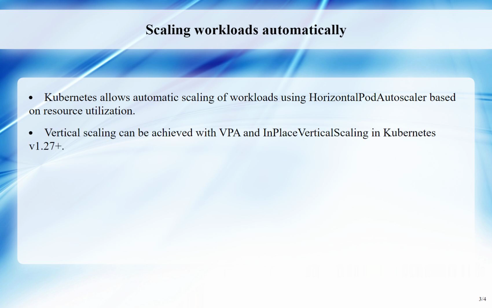Vertical scaling can be achieved using a vertical pod autoscaler, VPA, which is a separate project on GitHub that allows for custom resource definitions to scale resources of managed replicas. In-place resizing without restarting pods or containers is possible with the in-place vertical scaling feature gate in Kubernetes v1.27 or later.